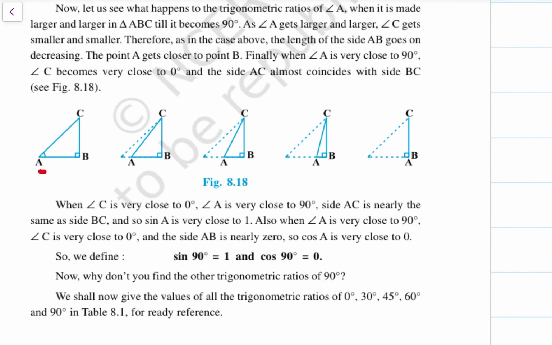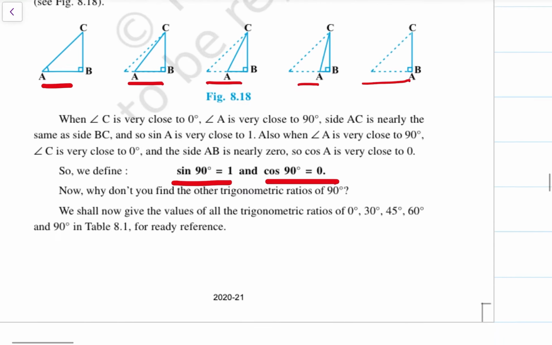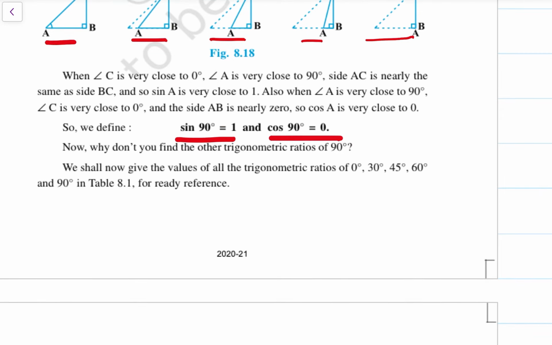Yes. So, our angle is getting closer and it is becoming 90. When angle C is very close to 0, angle A is very close to 90. Side AB is nearly the same as side BC, and so sin A is very close to 1. Also, side AB is nearly 0, so cos A is very close to 0. So, we define sin 90 as 1 and cos 90 as 0. Can we find the other trigonometric ratios for 90?